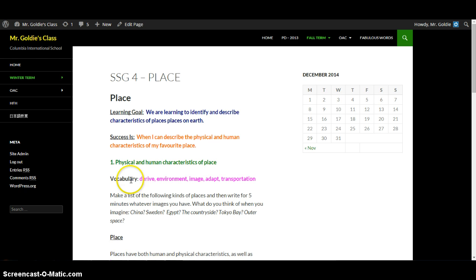Here is your vocabulary. Please add these to your AWL tracking sheet or your Quizlet set or wherever you're tracking that. Derive, environment, image, adapt, and transportation.